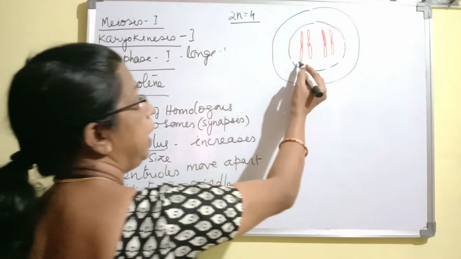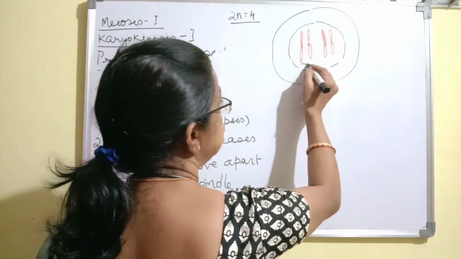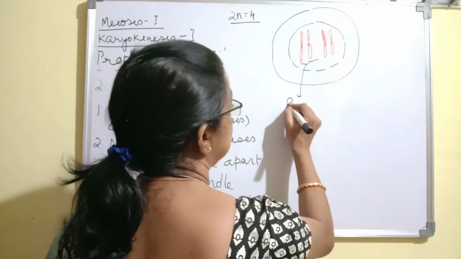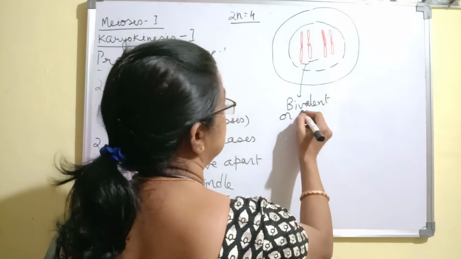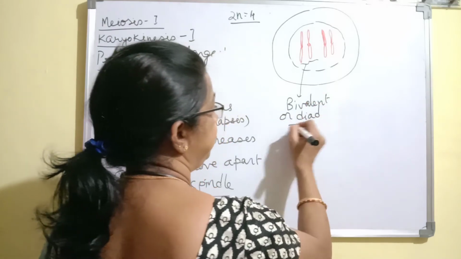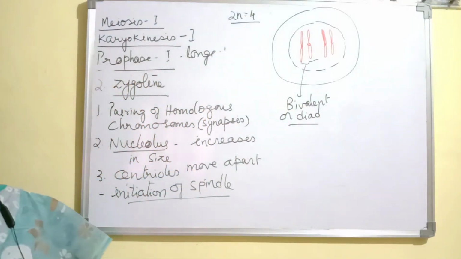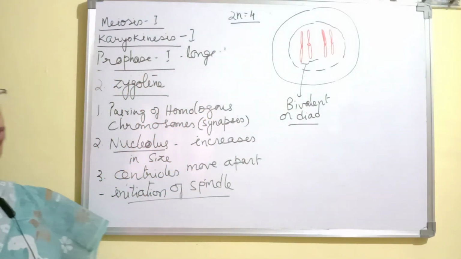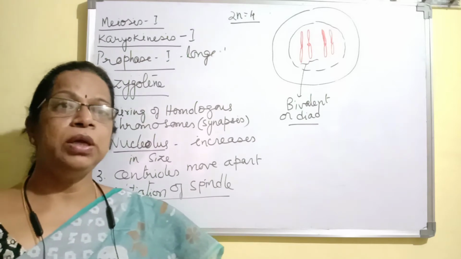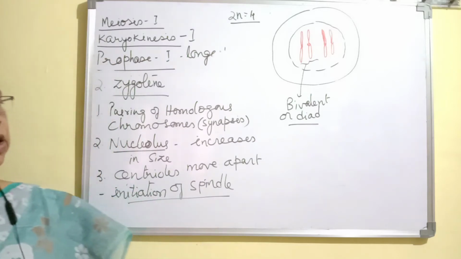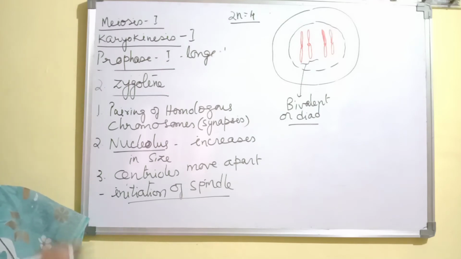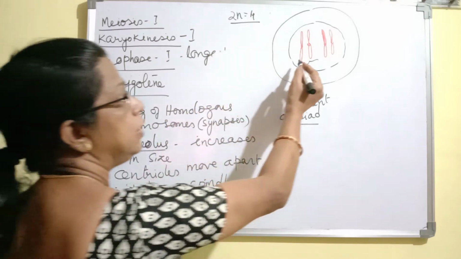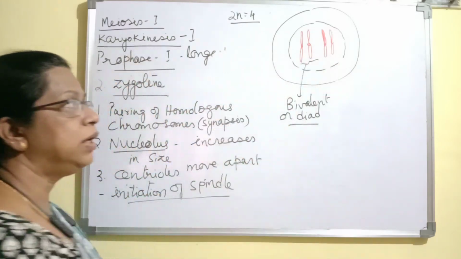This pair of homologous chromosomes is referred to as a bivalent or dyad. The number of bivalents in a cell depends upon the haploid number of chromosomes, so the number of bivalents is equal to the haploid number. Here we have taken 4 as the diploid number, so 2 will be haploid. Hence here we find 2 bivalents are formed.